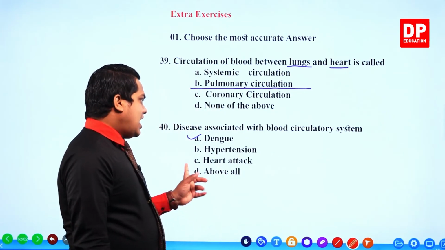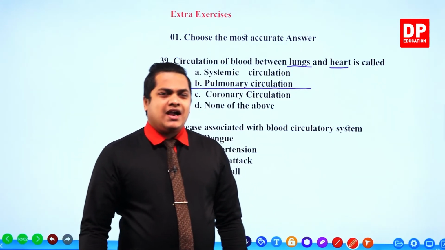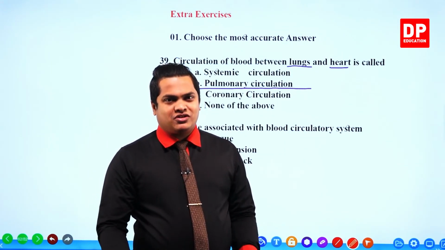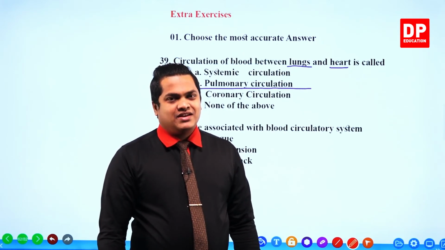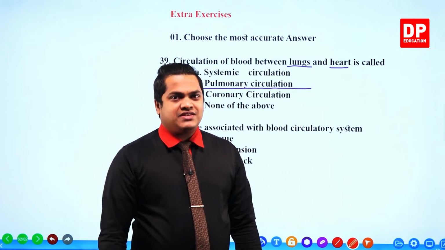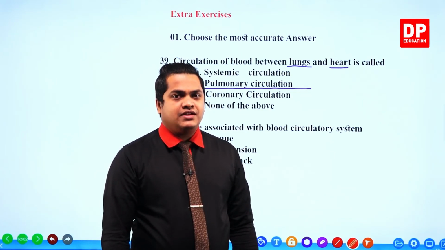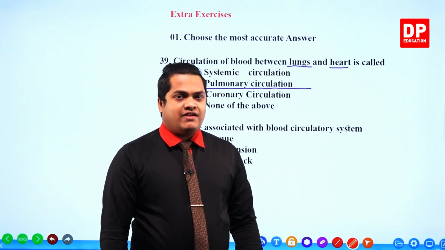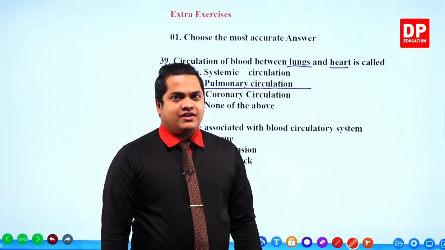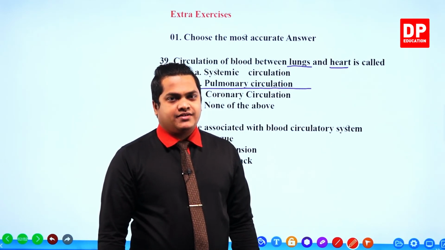Next one, hypertension. What is hypertension? Hypertension means high blood pressure within the system, right? So it definitely affects the blood circulatory system. Hypertension means high blood pressure within the arteries or veins. If the vessels contain high blood pressure, then it is referred to as hypertension. High blood pressure. So it is correct.